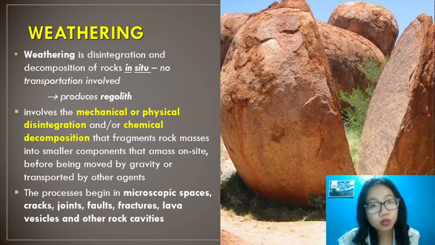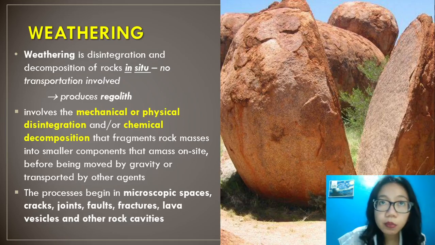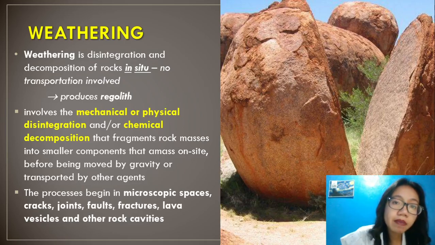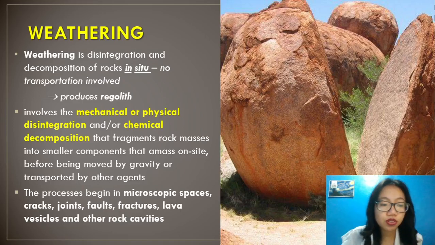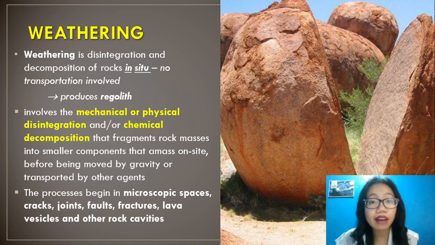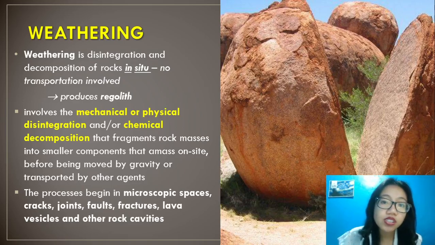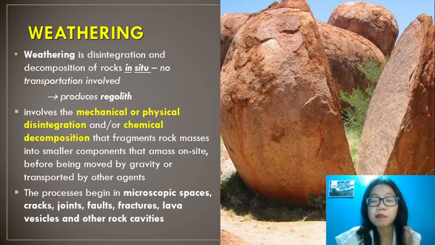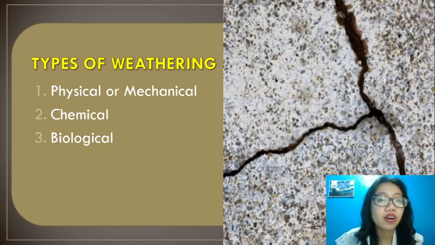Okay, so there are different types of weathering that we will be discussing later, but ultimately, weathering happens in the weakest part, or starts in the weakest part, of the rocks. So when there are microscopic spaces, cracks, joints, faults, fractures, lava vesicles, and other rock cavities, weathering will happen once geomorphic agents enter those small cracks and joints, like our example earlier in our introduction, then weathering will occur.